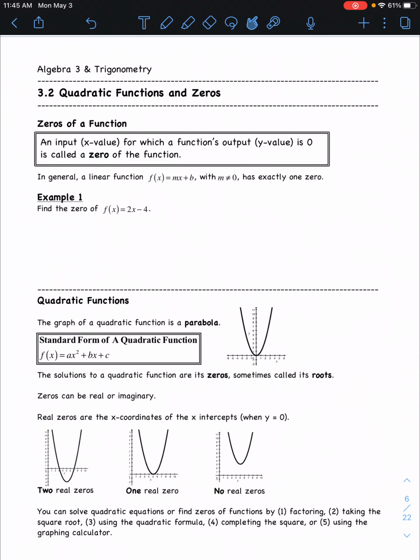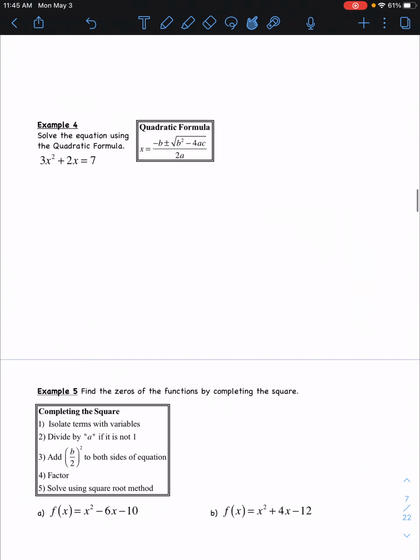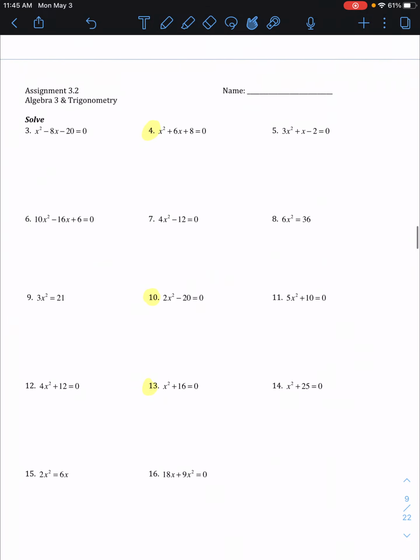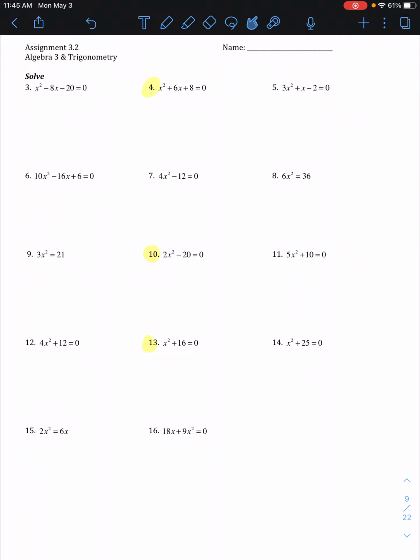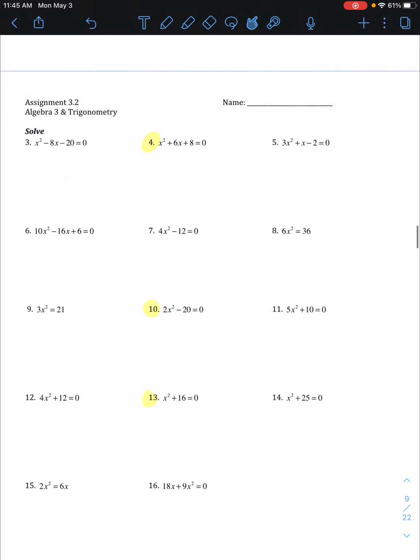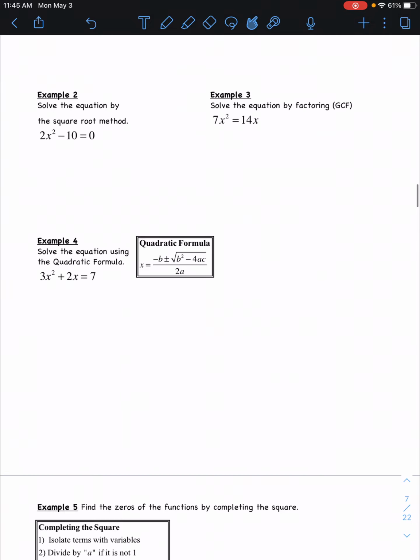Okay, guys, welcome back. We're going into section 3.2 today. We're going to be solving some equations here. So in my first lesson, I'm going to prepare you for assignment 3.2, the beginning problems in it from 3 to 16 here. So we're going to be solving quadratic equations.